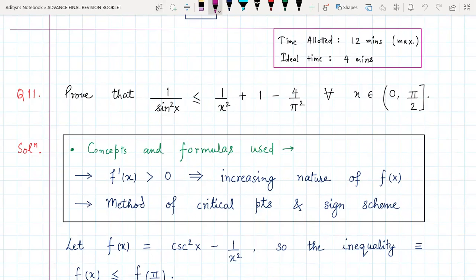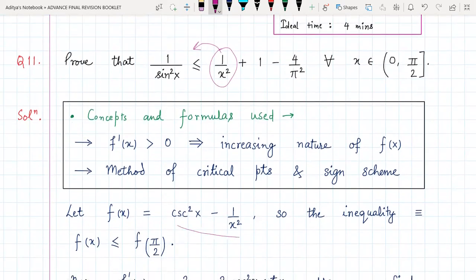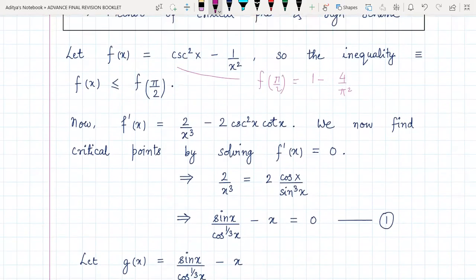The very first thing we should notice is that if I transpose this term to the left hand side, the function we get on the left hand side is cosec square x minus 1 upon x square. Basically 1 upon sine, we are calling it cosec x. This expression is simply going to be f of pi by 2, because f of pi by 2 comes out to be cosec square pi by 2, which is 1, minus the reciprocal of pi by 2 whole square, which is 4 by pi square. So the inequality is equivalent to proving that f of x is less than or equal to f of pi by 2.